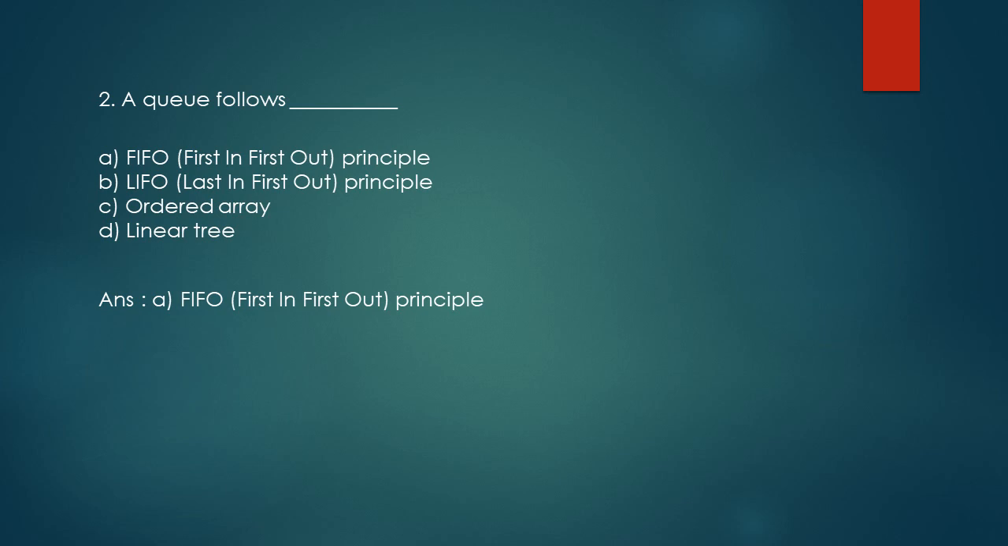The second question: a queue follows option A, FIFO, first in first out principle; option B, LIFO, last in first out principle; option C, ordered array; option D, linear tree. The answer is option A, FIFO, first in first out principle.